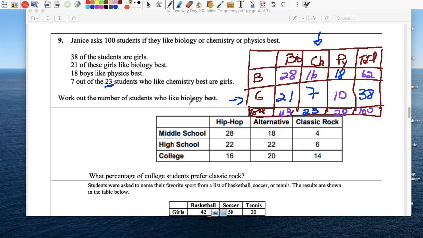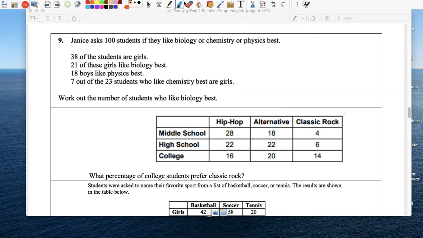And work out the number of students who like biology best. The kids who like the biology best is this group right here, which is a total of 49 kids chose biology as the best.